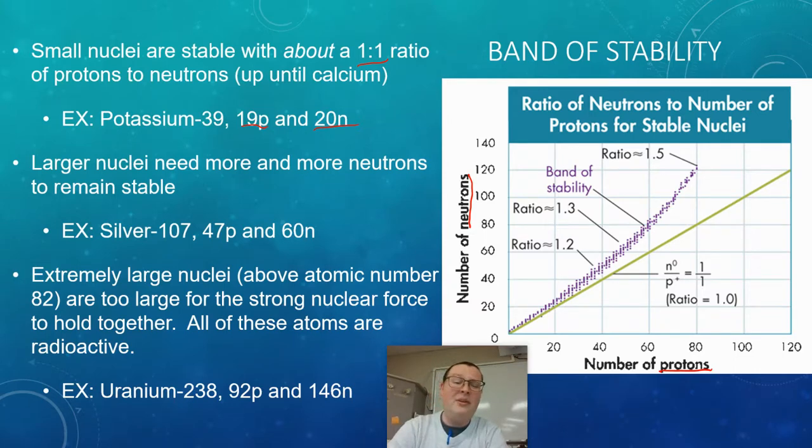When you get to really, really big nuclei, above atomic number 82, anything above atomic number 82 is too big for the nuclear force to hold it together. Any atom above 82 is radioactive, whether it's natural or man-made, and there are both types above 82. So the example of a very large nucleus would be something like uranium-238. There is no form of stable uranium. Uranium-238 is the most common form with 92 protons and 146 neutrons. But even all those neutrons still can't hold any uranium atom together. All uranium is radioactive.